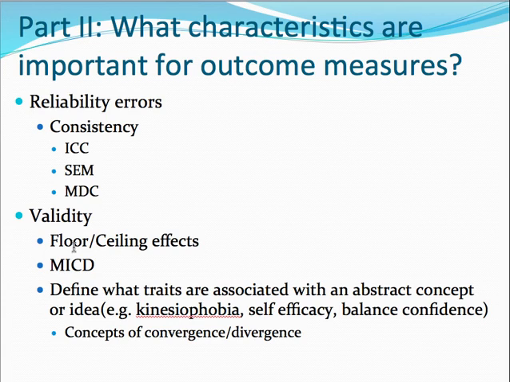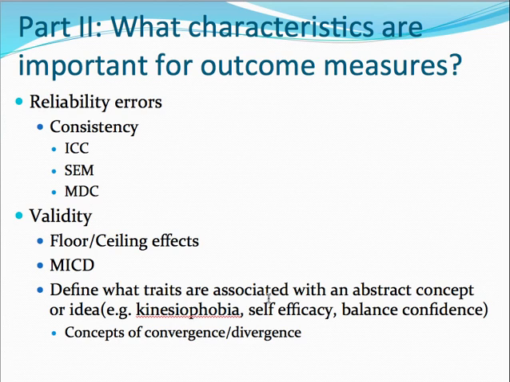And so by validity, we mean what are they actually measuring, or what is the right way to interpret those particular scores, and what kind of abstract ideas or concepts can we apply the scales to. So some examples of scales that have been developed for abstract concepts: kinesiophobia, self-efficacy, balanced confidence. And so we're looking for traits in the questionnaires that reflect those ideas.